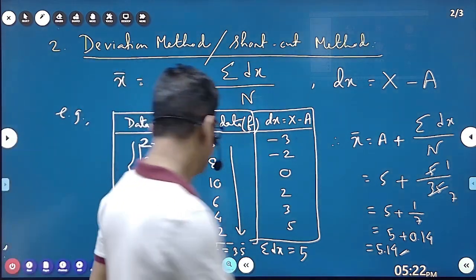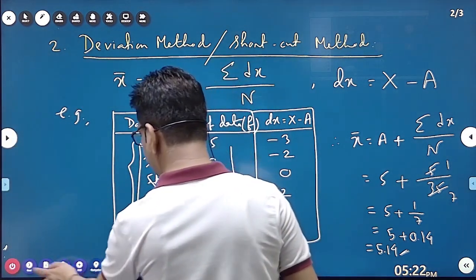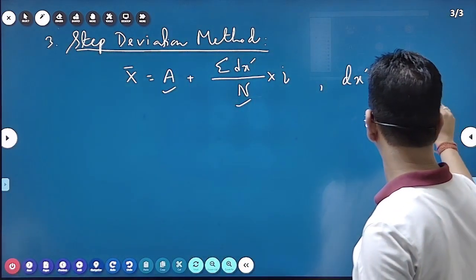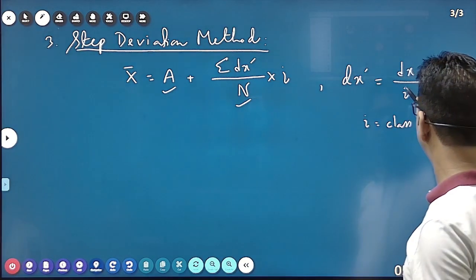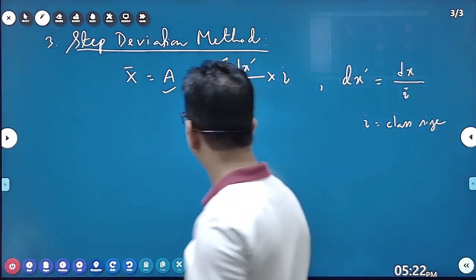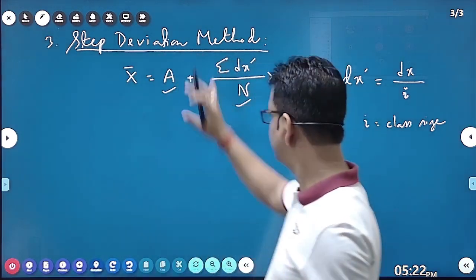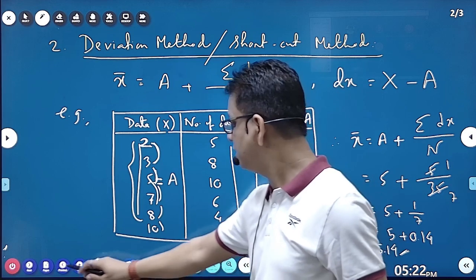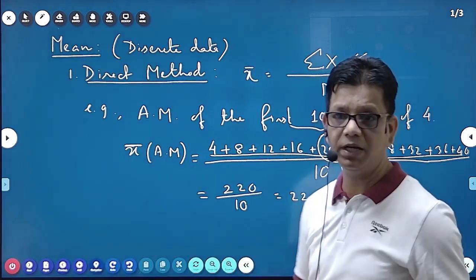So other than this, all the steps are the same. We just use this, and dx dash we have already found. Just need to be divided by I and get the required mean. I repeat once again before I conclude, whether you use the step deviation method, the deviation method, or even this, we all get the same answer.